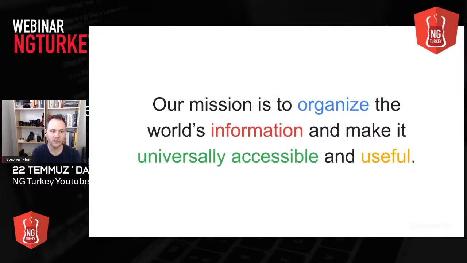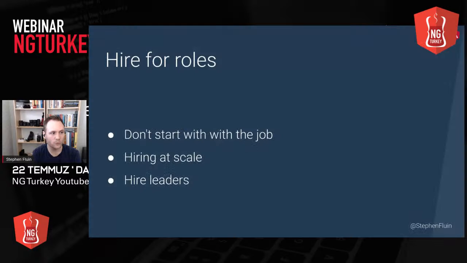If you look at Google's mission, it's to organize the world's information and make it universally accessible and useful. And I think that this ends up manifesting itself when it comes to code and things within Google as well. One of the ways that this manifests is that we try and hire for roles. So when you're hiring for someone at Google, you don't actually start with the job. You start with, this person is trying to be a software engineer. This person is trying to be a UX engineer.